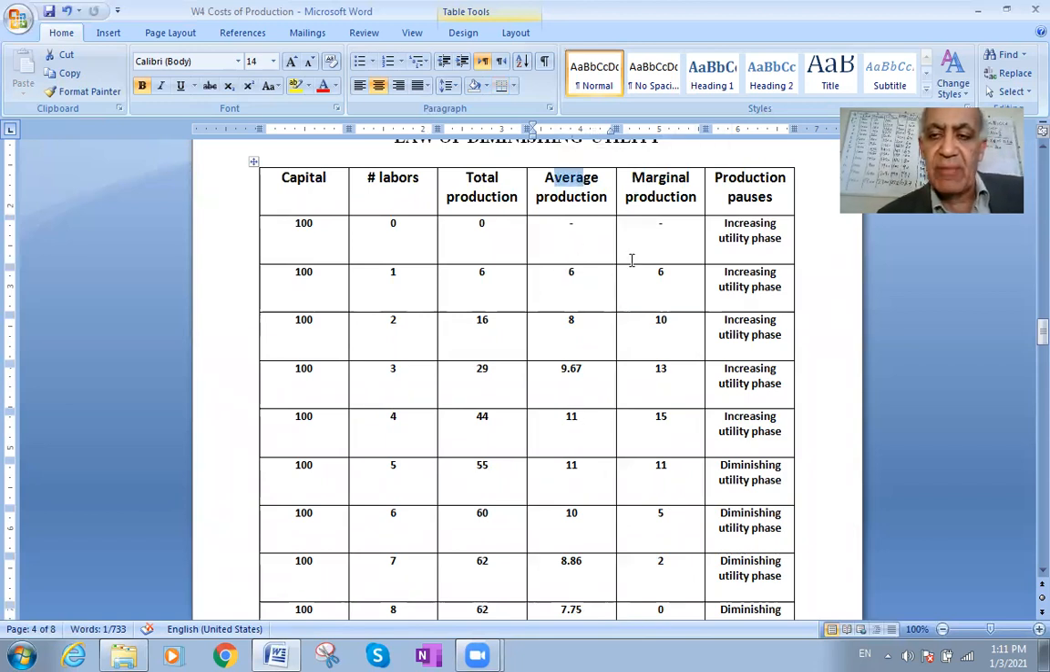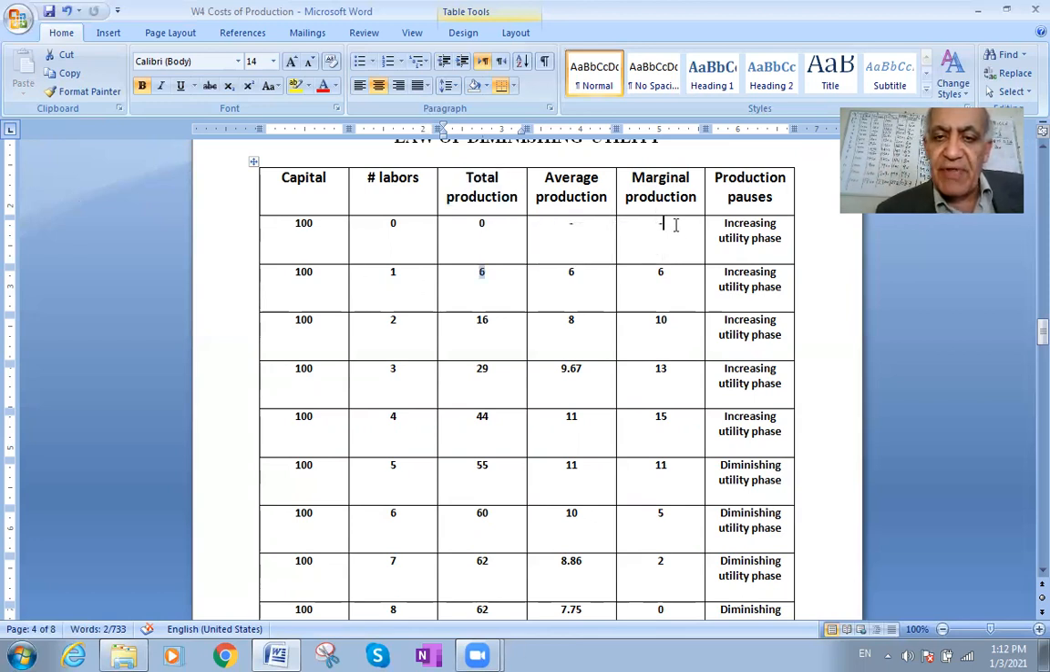Now we have the column of the average. How about the marginal production? How will we get the marginal production column, all the numbers of the marginal production? To be honest with you, we said this before, the word margin means what will happen to the total if I add one more unit. So it is the change in the total, or in simple words, the difference in the numbers.